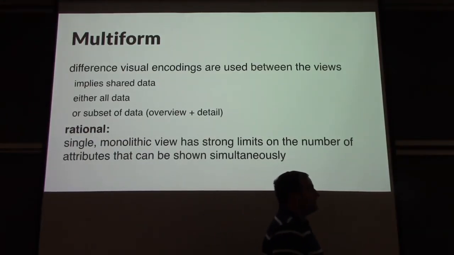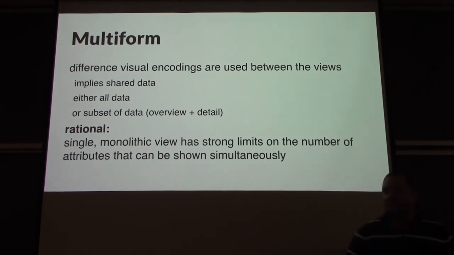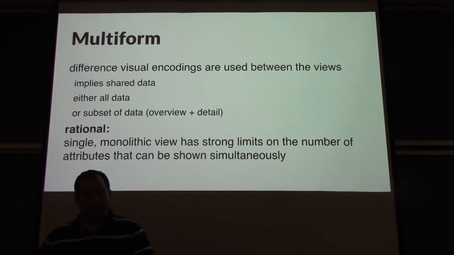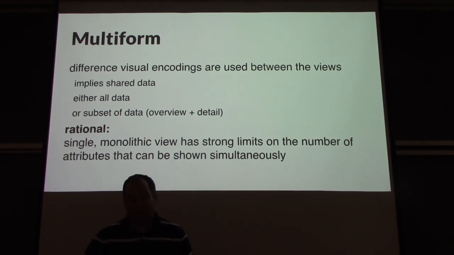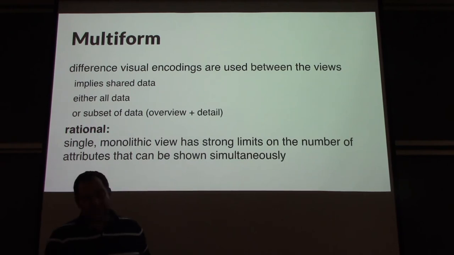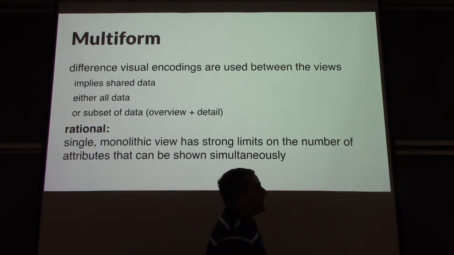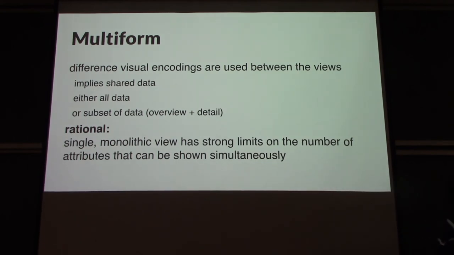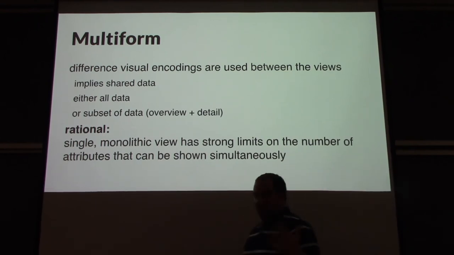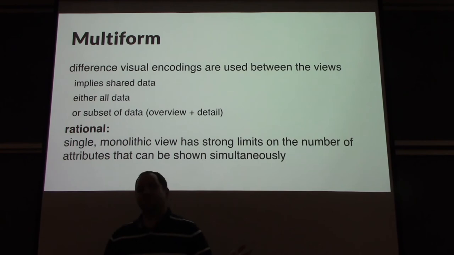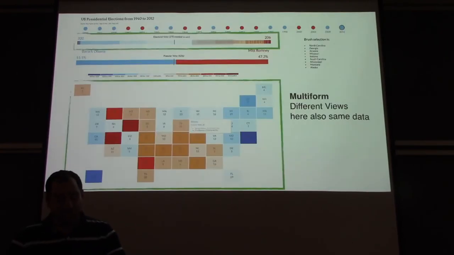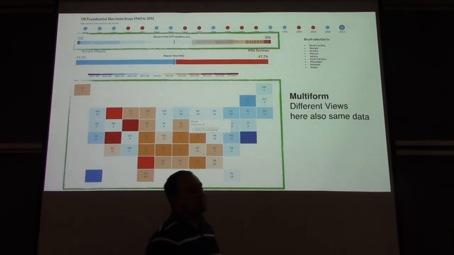Multiform is a way of using different visual encodings between different views. This to some degree implies shared data, either all of the data or some of the data for overview and detail. And the rationale here is that a single monolithic view has strong limits on the number of attributes that can be shown simultaneously, or that the different views have different strengths and weaknesses. So for example, the example I gave earlier with the map showing something in the geospatial context versus showing something, for example, in a table or in a scatter plot. This is going to be homework 6.